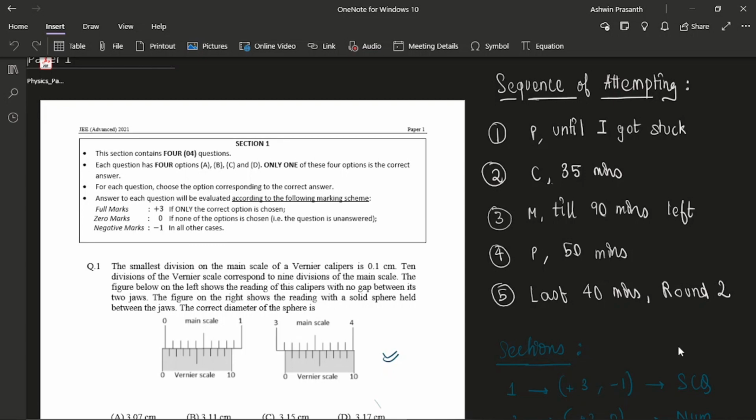So you can use this as an example of a good way of attempting the paper, and you can use this to come up with your own attempting strategy. Just don't copy my same strategy because different strategies may work with different people.